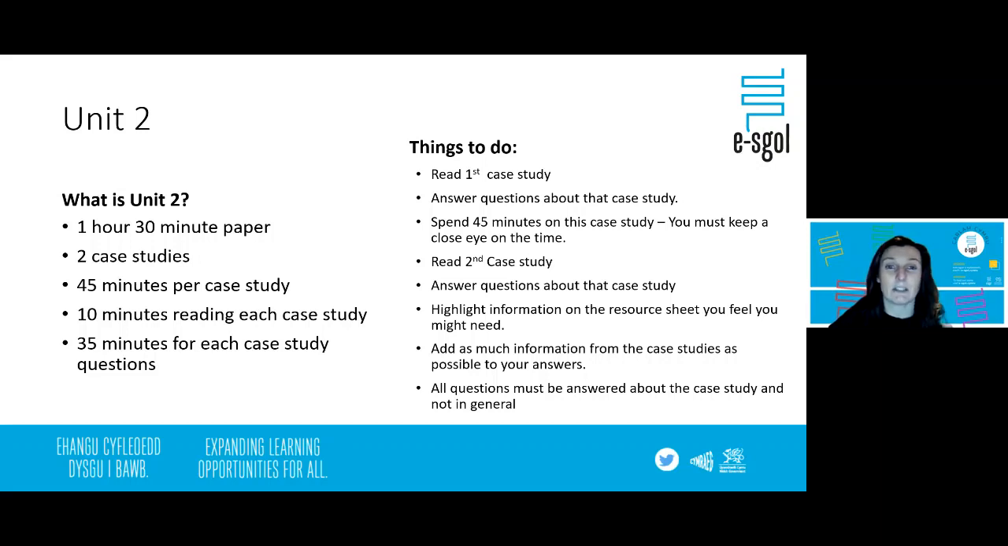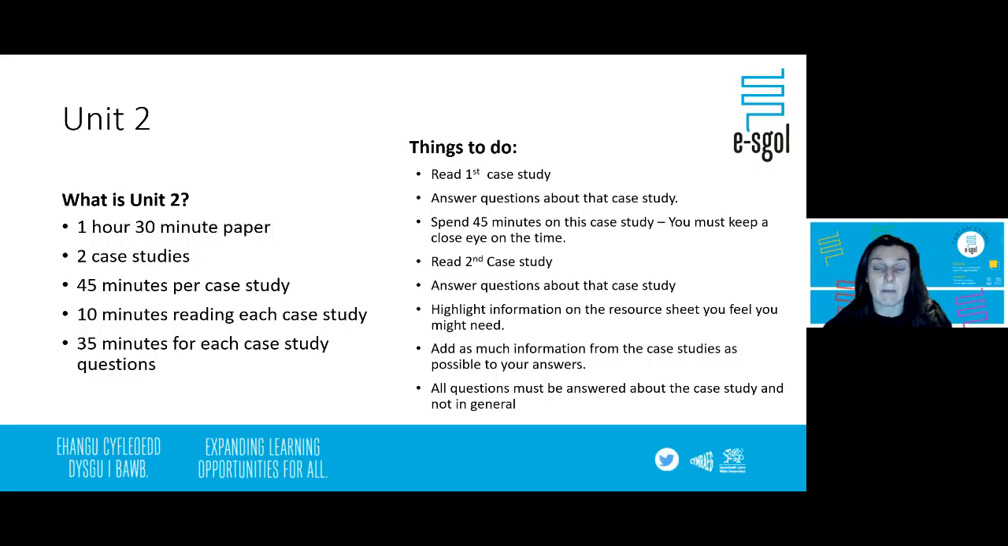It's really important in this unit to make sure you keep on top of your timing. Make sure that after the 45 minutes you are going on to the second case study, so that you get all questions done in time. Things to do with this paper: read the first case study really carefully, highlight any things that you feel are going to be important, and answer the questions about that case study. You're spending 45 minutes on that case study, so again, keep an eye on the time. Then you look at reading the second case study and answer the questions about that case study.